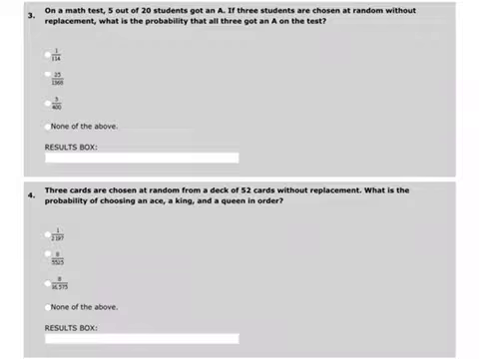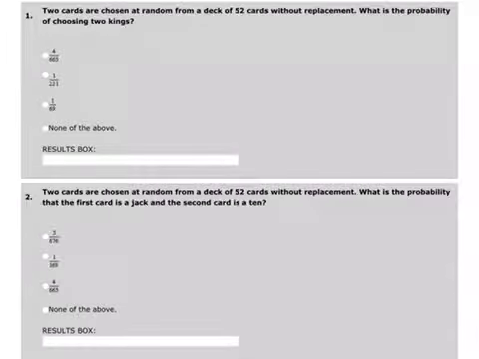Number 2, 3 cards are chosen at random from a deck of 52 without replacement. What's the probability of choosing an ace, king? And so we've done that type of question. That should be fairly easy for you. And then moving on. Two cards chosen at random from a deck of 52 without replacement. What's the probability of choosing 2 kings? Again, that should be fairly easy. Multiple choice. And 2 cards chosen at random from a deck of 50 without replacement. What's the probability the first card is a jack and the second card is a 10? So try those questions and see how you get on in class when we come back in class tomorrow.